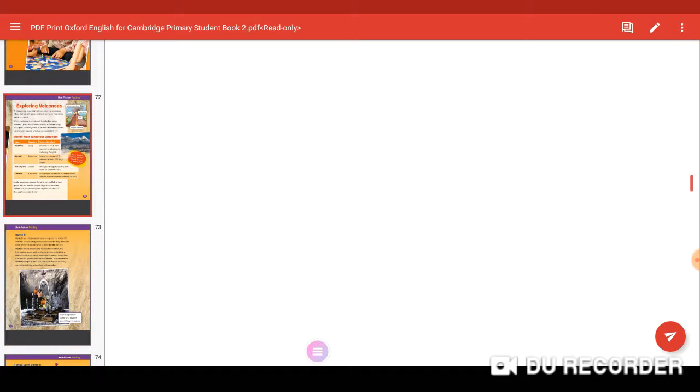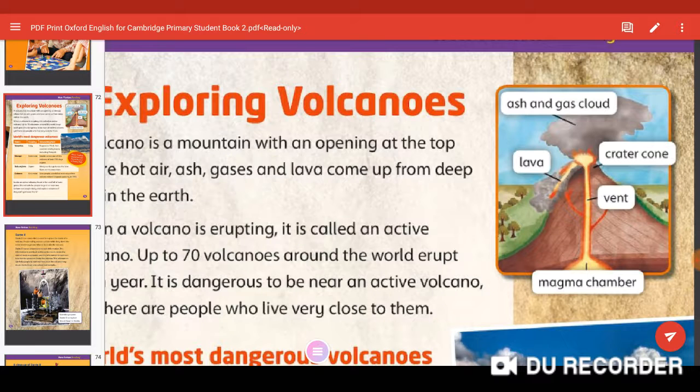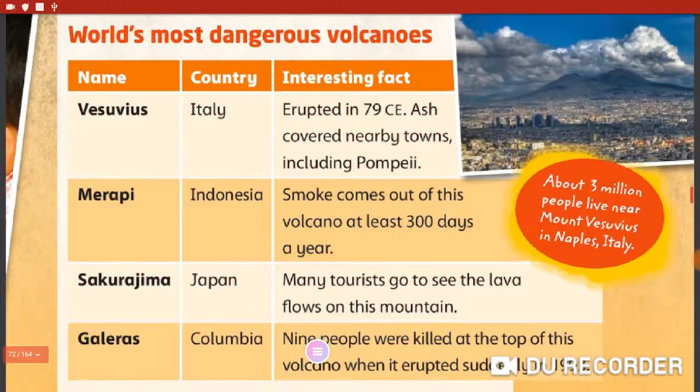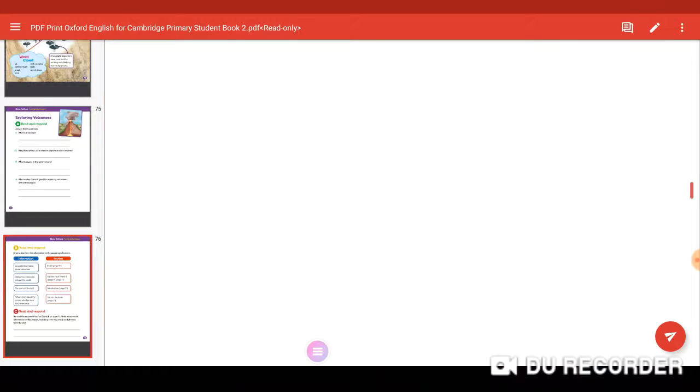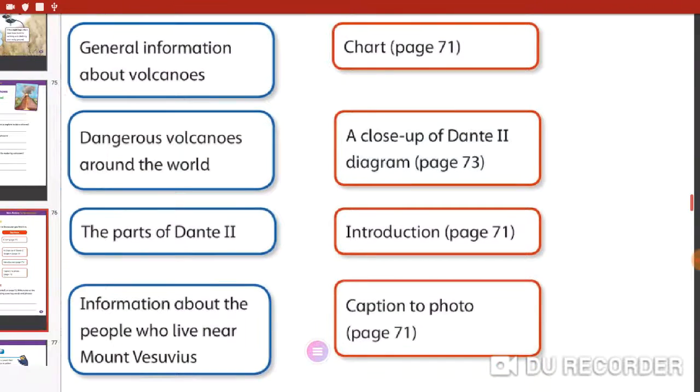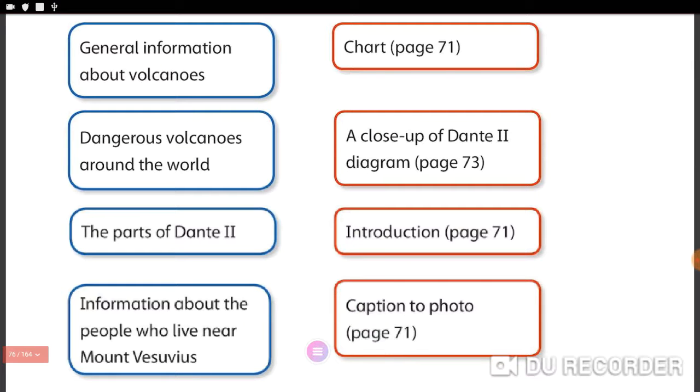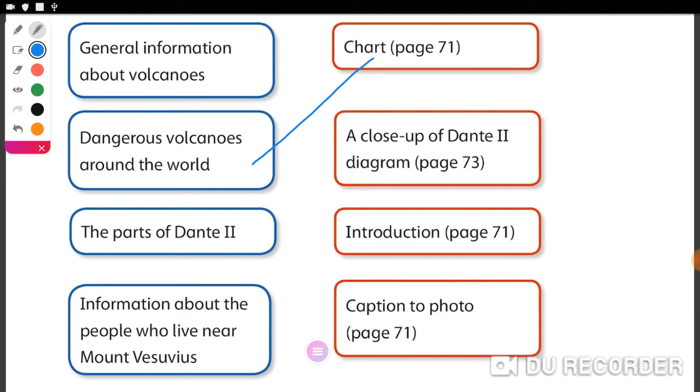Maybe from here faster. Yes. Here is the chart. What can we find in this chart? Tell me. In the chart, we can see the dangerous volcanoes around the world. Perfect. Here were the names and the countries. Remember that? Great. So, this is what we do. Dangerous volcanoes around the world are in the chart on page 71.